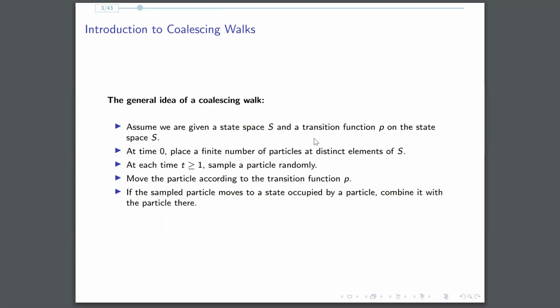The general idea of a coalescing walk is this. We're given a state space S and a transition function P on the state space S. At time 0, we place a finite number of particles at distinct elements of S, and at each time t greater than or equal to 1, we pick a particle randomly. We then move that particle according to the transition function to a new state, and if the randomly sampled particle moves to a state that's occupied by a particle, we simply combine both particles into a single particle at the new state.